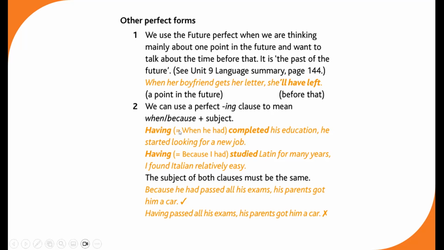Ok, vamos a verlo otra vez. Este having resume esta idea de cuando él había completado, la traducción sería habiendo completado su educación, having completed his education, he started looking for a new job. Okay? Another one. Having studied Latin for many years, I found Italian relatively easy. Eso resume porque yo había estudiado latín por muchos años. Entonces sería, habiendo estudiado latín por muchos años, having studied Latin, I found Italian relatively easy.